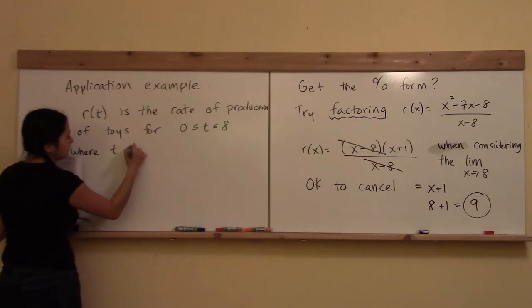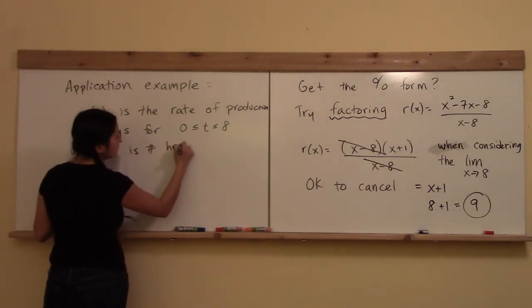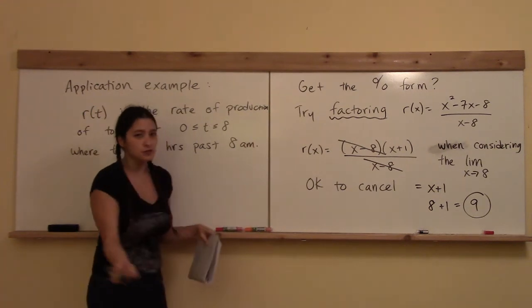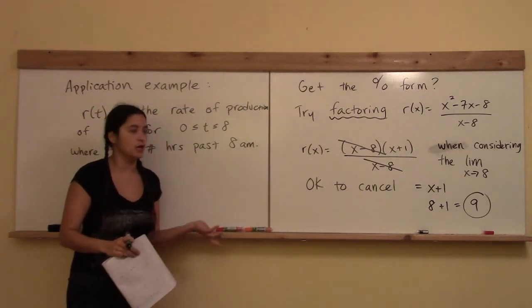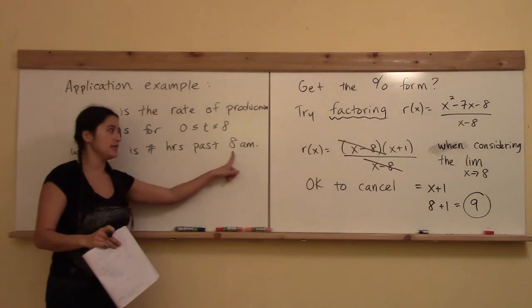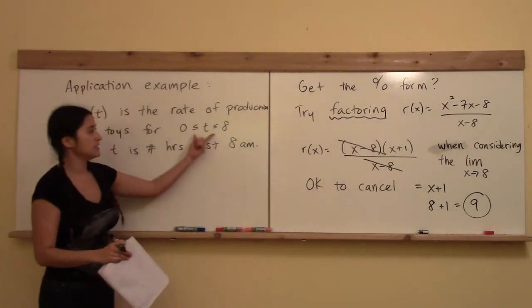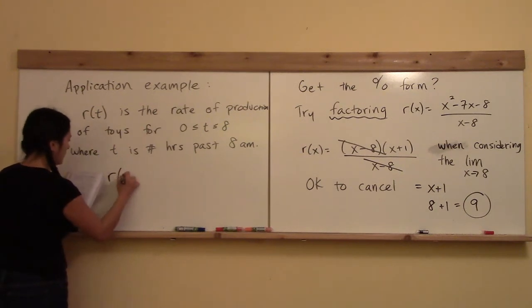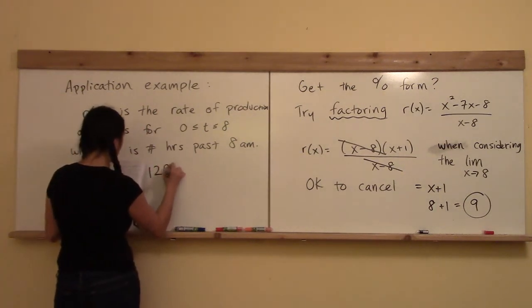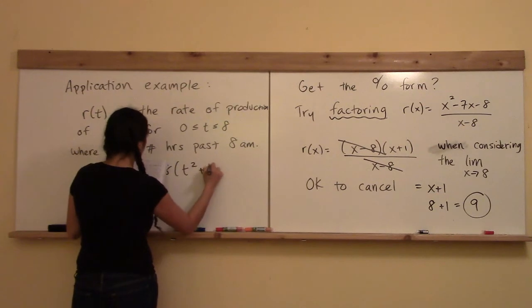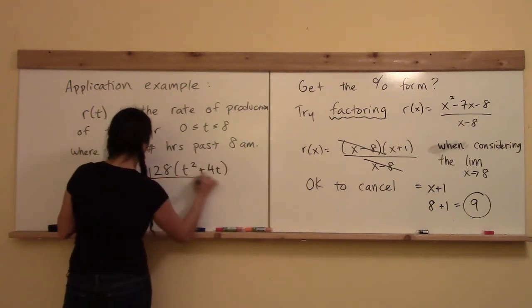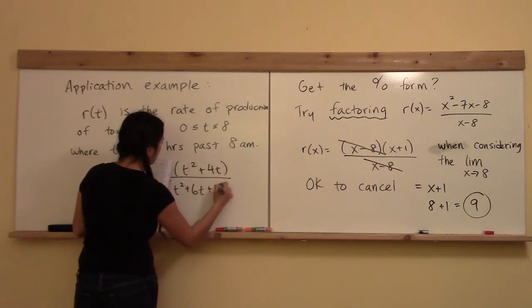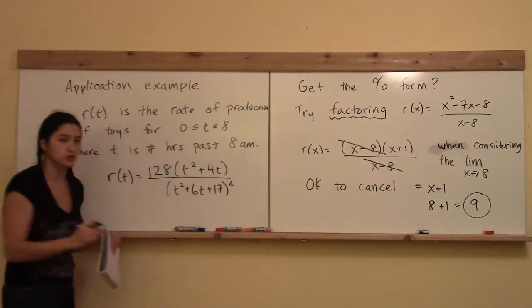Where t is the number of hours past 8 a.m. Okay, so usually people working an 8-hour shift might start on the normal day shift from 8 a.m. to 4 p.m., so that's 8 hours of work. And let's say that we have a function R of t in a toy factory, and that exactly describes how many toys per hour are being output by the workers in the factory, or by, let's say, one typical worker in the factory at a certain time t.